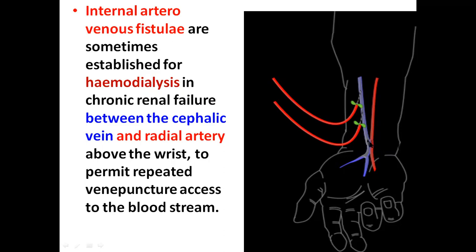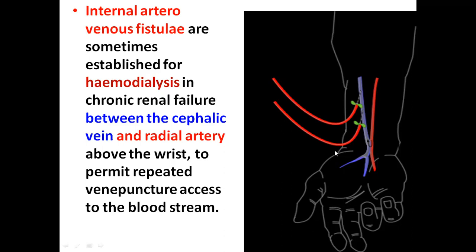Fistulae means communication. This is artery and this is vein, and naturally there are no connections between artery and vein. But here, for treatment purposes, we are introducing a connection between artery and vein. We call it internal arteriovenous fistulae. We generally do this to treat chronic renal failure by the technique called hemodialysis.